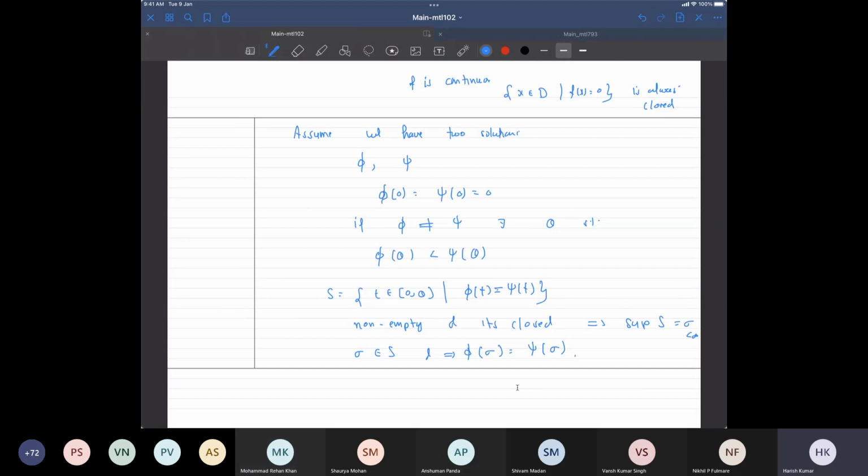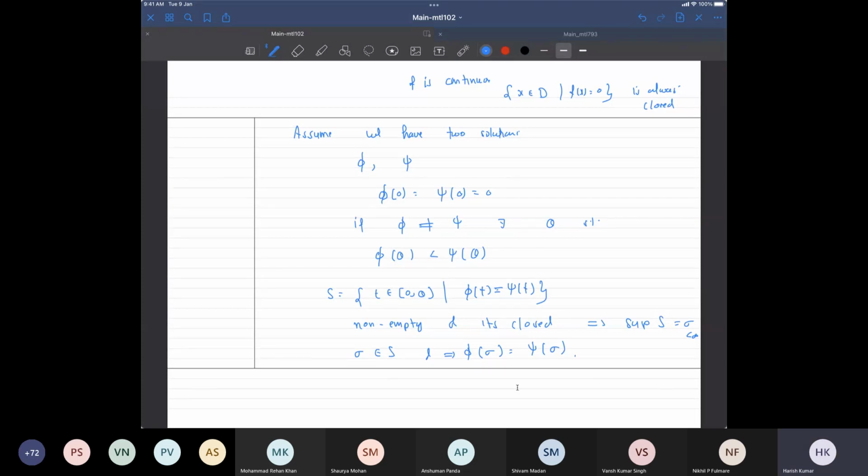Yes, it's clear that if you take a sequence in that set, that means f(x) will be 0 for all the elements of that sequence. Because f is a continuous function, if the limit exists, of course the limit has to exist, then f of that limit will be the limit of the sequence, which is equal to 0. So that point, by definition of this limit, will belong to the set S.